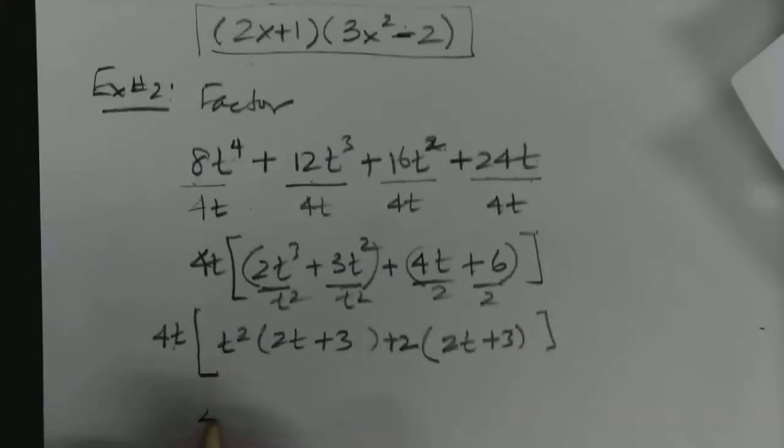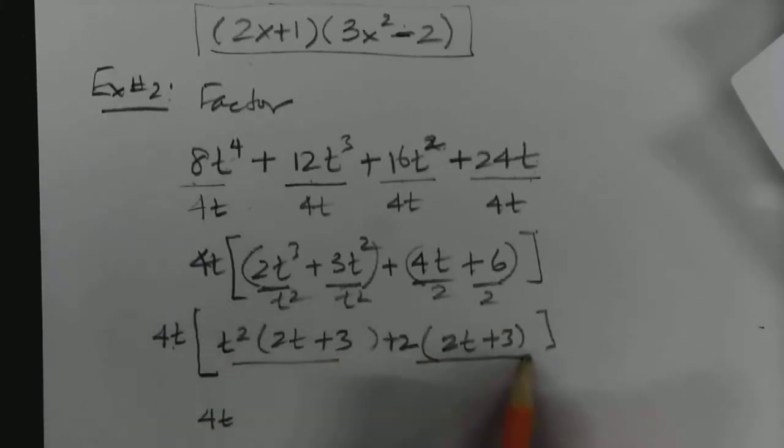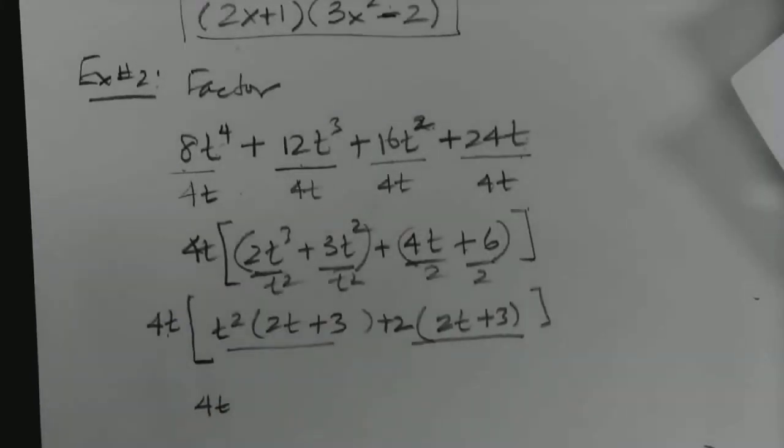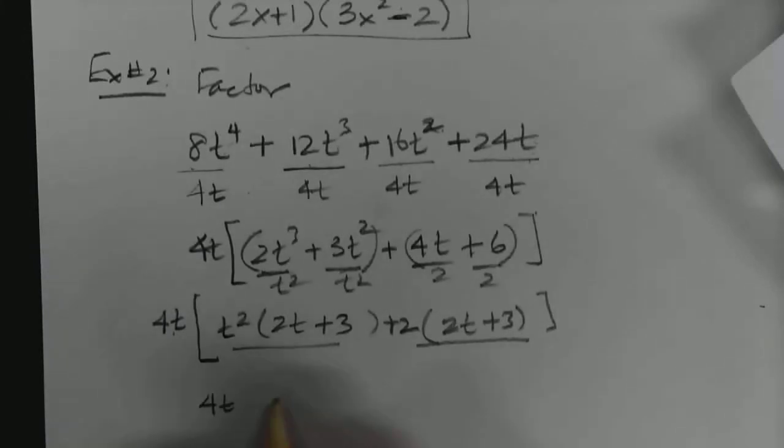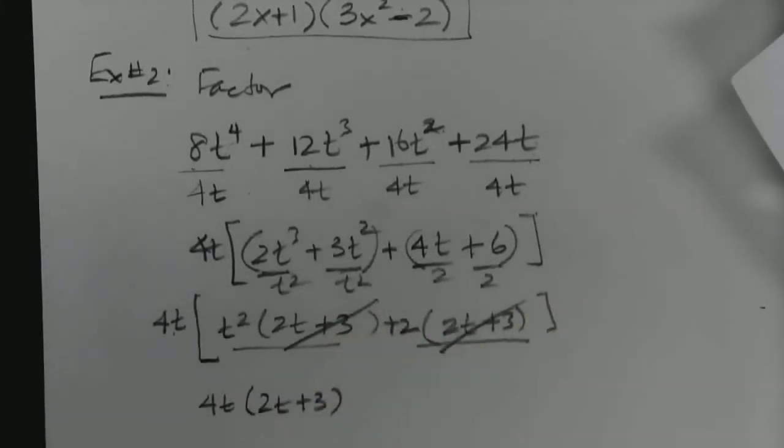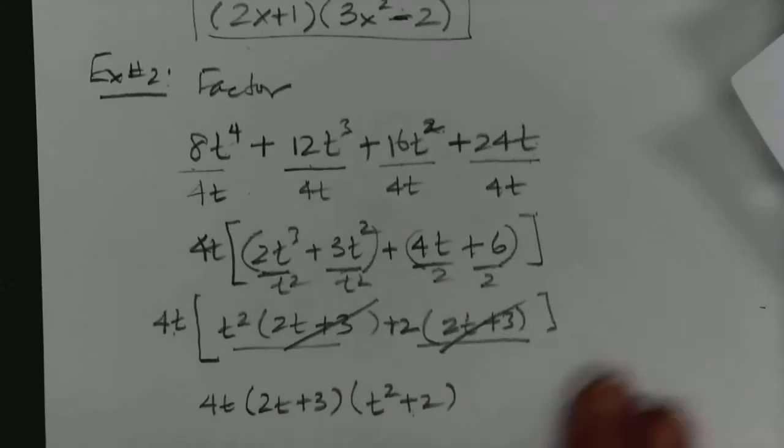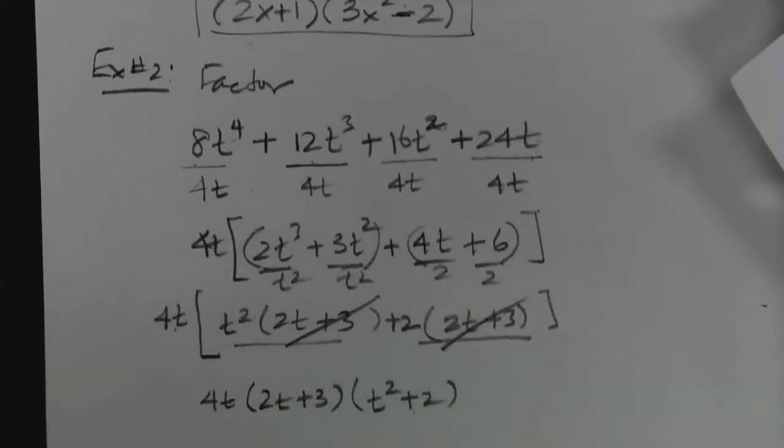You bring down the 4t, keep that. Now, between here and here, what's your common factor? 2t plus 3. So 2t plus 3 comes out. Those cancel out. What's left? T squared plus 2. And because this is a plus, this is not factorable. Now, if that was a minus, then you can factor. Right? Then t squared minus 1, minus 2. Okay? That's tough. What do you think?